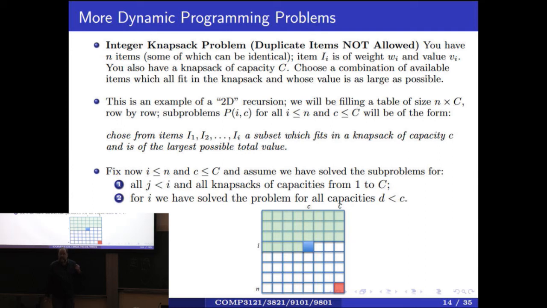So where is the solution that you are extending by not taking object I? Which solution would you put here, tentatively? Exactly, the cell above. Because the cell above has exactly the same capacity knapsack, but it uses only elements up to I minus 1. So that's the first option.